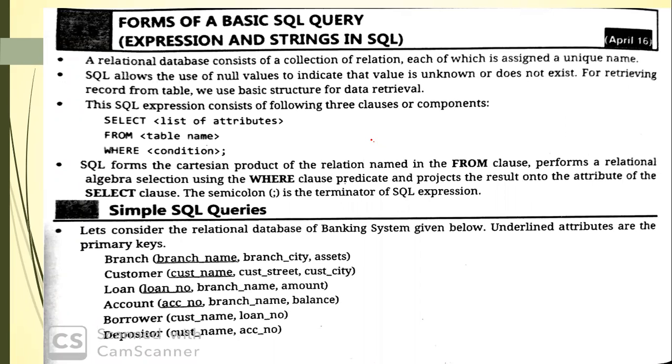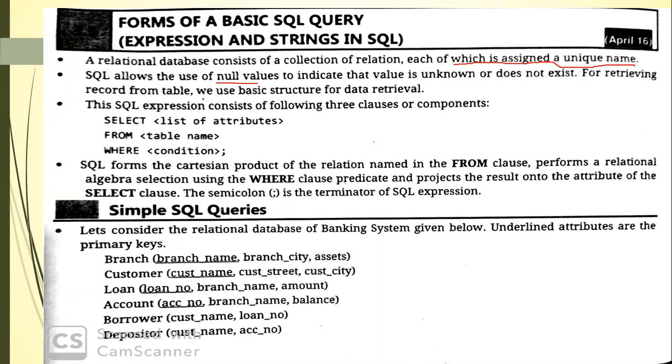When we consider the basic structure of an SQL query, a relational database consists of a collection of relations, each of which is assigned a unique name. Each relation has a unique name because if a duplicate name is available, a conflict will occur. That's why each table of the database has a unique name. Now SQL allows the use of null values to indicate that a value is unknown or does not exist. We can add or insert null values into the given table.